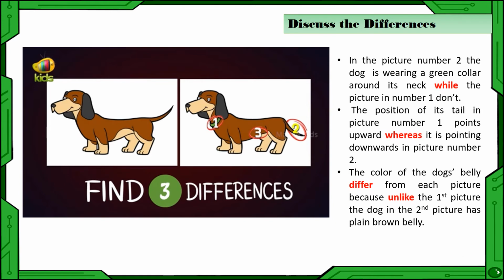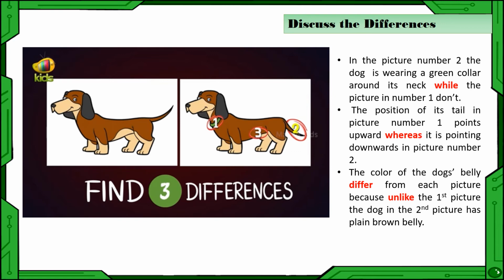So here, number 1: in picture 2, the dog is wearing a green collar around its neck, while the picture in number 1 doesn't. So basically, the words in red are the transition words for contrast that we are using. So for this number 1, you can state first what the other picture has, then use while to say what the other picture doesn't.